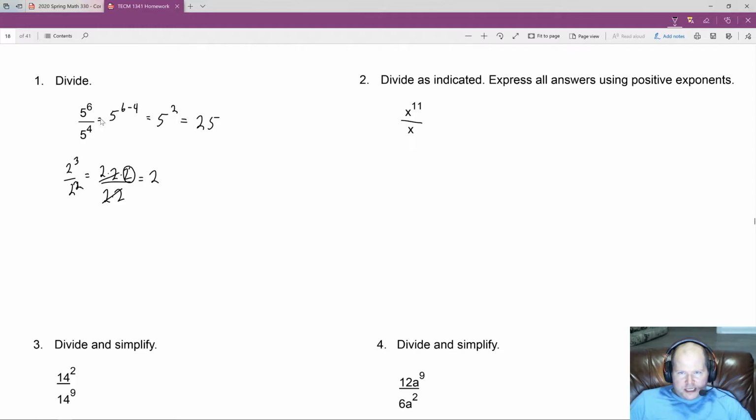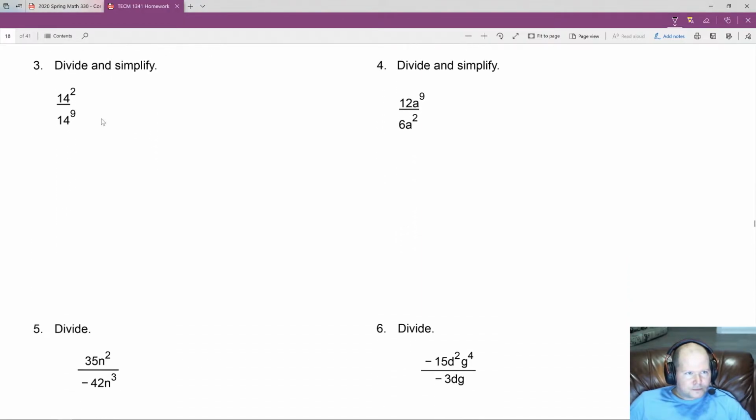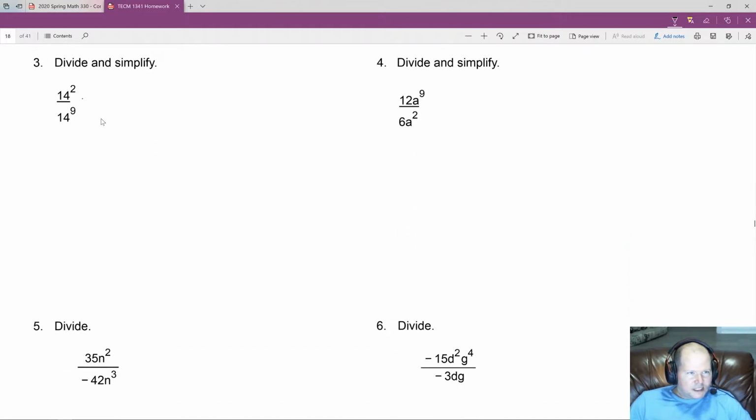So the next one is x to the 11th divided by x to the understood or implied 1. So we have x to the 11 minus 1, which is just x to the 10th. Next one we see, we have 14 to the 2nd power divided by 14 to the 9th power. And just like I said before, 2 of these on top will cancel out 2 of those on the bottom, leaving you 7 on the bottom.